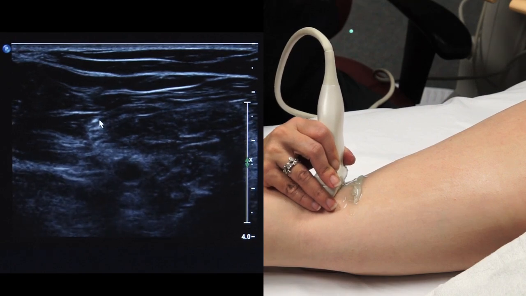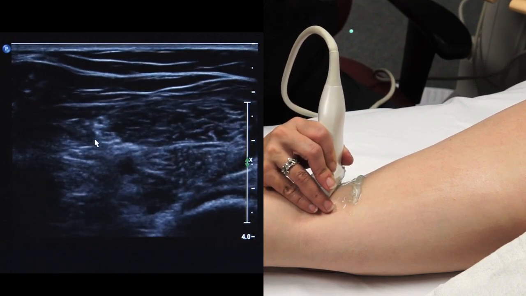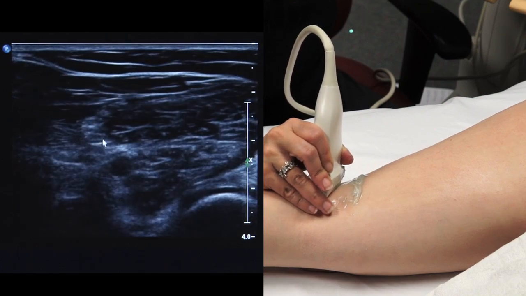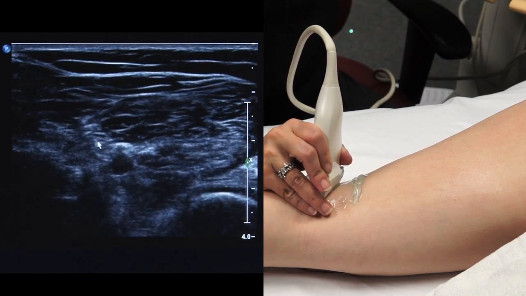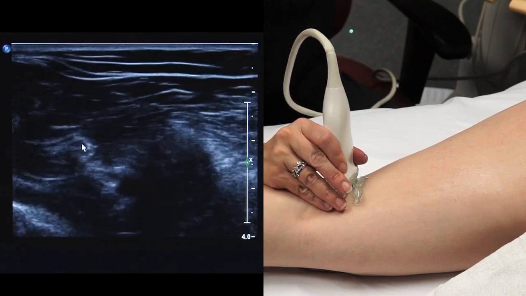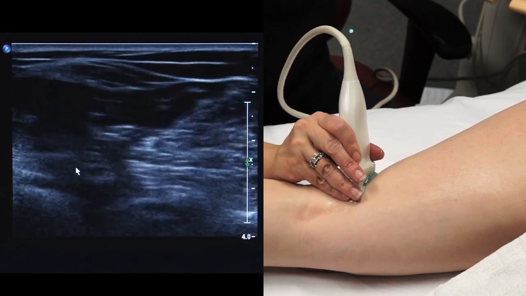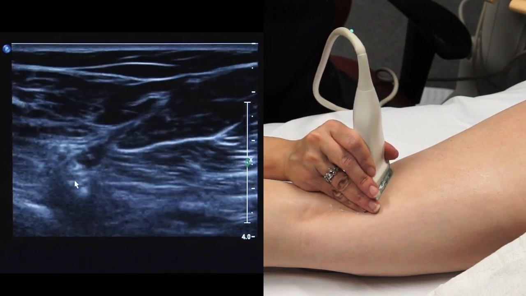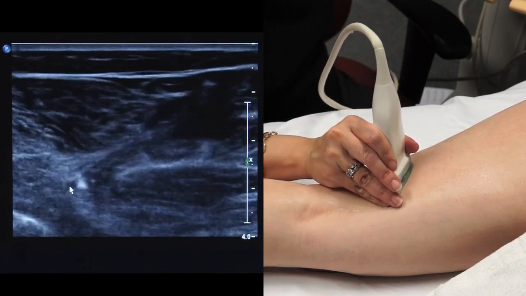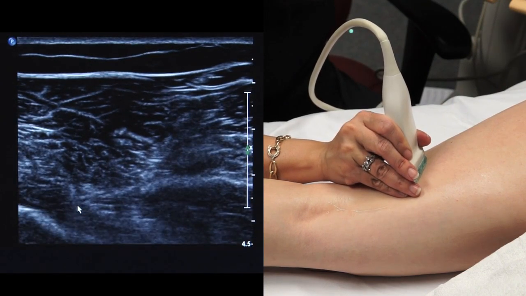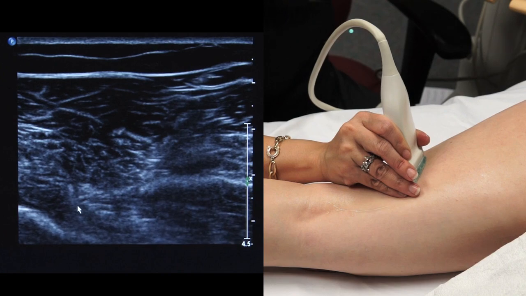We're looking at the sciatic nerve in transverse. And again, you see the hypo to anechoic fascicles surrounded by the hyperechoic perineural tissue. And then you can scan cephalad or more proximal, following the sciatic nerve to look for any pathology. I'm going a little deeper here.